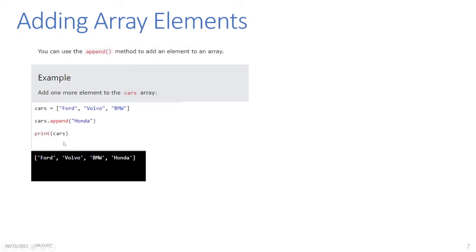Adding array elements. You can use the append method to add an element to an array. Add one more element to the cars array. Cars is equal to Ford, Volvo, BMW. cars.append(Honda). If you print cars, the output now will be Ford, Volvo, BMW, and then Honda. So Honda was added to our array.